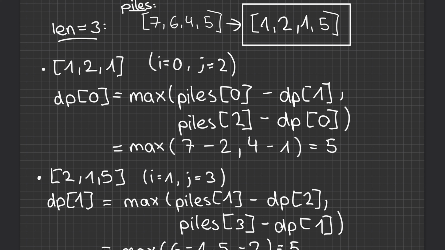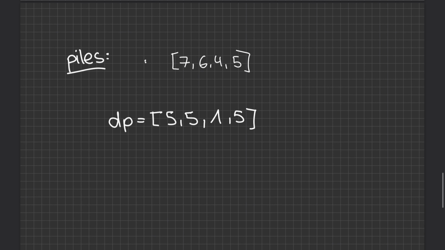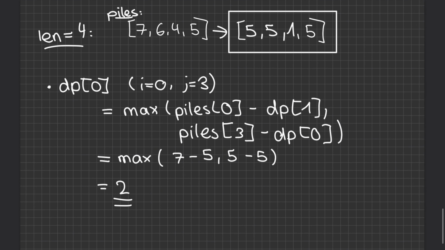And what we did here is calculate the new values for our DP array at index 0 and at index 1 for the length 3. And the new values are 5, 5. So we update this array right here and the values at this point to 5, 5. And this is our new DP array. Now we can go on with the full length, with length 4. And we just update one index. We update the value at index 0 for the entire array with i 0 and j 3.